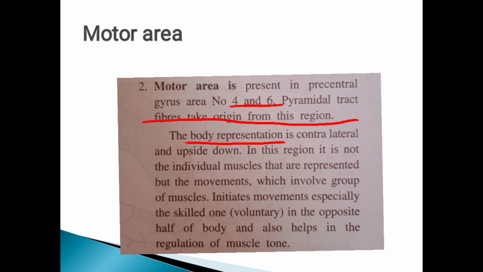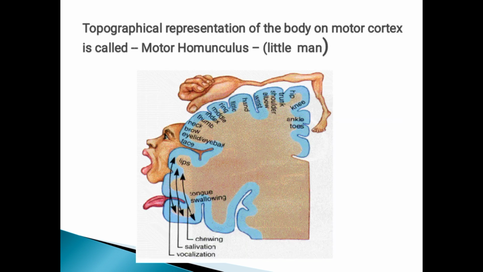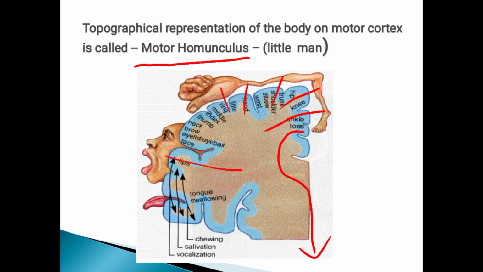You can see in this picture how it is represented; that is called the motor homunculus. If you want to move your toe, the impulses go from this region to the spinal cord to move your toe. Everything, ankle, knee, elbow, hand, face, is represented in an inverted manner. It is not like first head, then neck, then trunk, then leg. It is not like that.